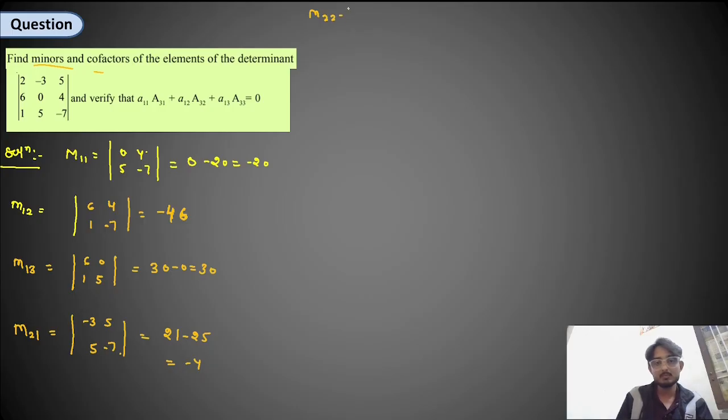M22. M22 means when you eliminate the second row and second column. So we will get 2, 5, 1, minus 7. 2 sevens are 14 and 5 ones are 5. So minus 14 and minus 5. It means you will get minus 19.